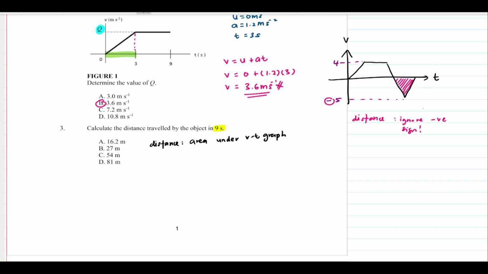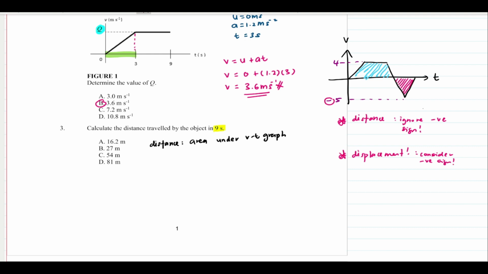Okay, maknanya distance kan? Tapi kalau soalan tanya displacement, okay, bila kita nak total, kalau distance tadi, kita totalkan macam biasalah. Yang biru, area biru tambah area merah. Okay? Tak perlu masukkan you punya negative 5 negative sign dalam calculation untuk area yang warna merah tadi. Tapi kalau untuk displacement, okay, make sure you involve ataupun consider negative sign in your calculation.